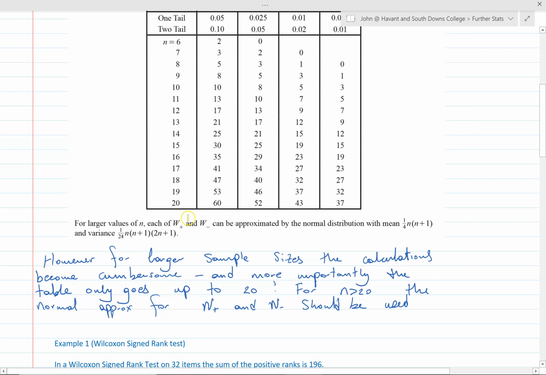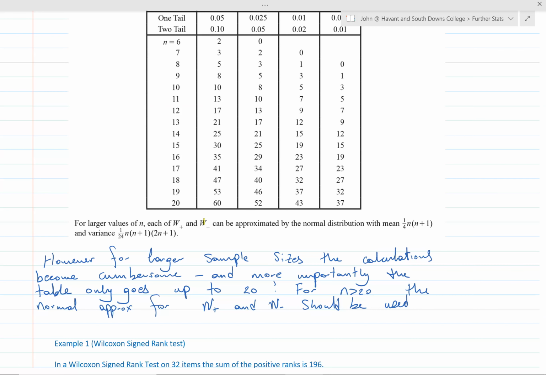Basically the values of W plus and W minus are distributed according to a normal distribution which has mean 1/4 n(n+1), and variance 1/24 n(n+1)(2n+1). So that's what we're going to use, and this is how it works.